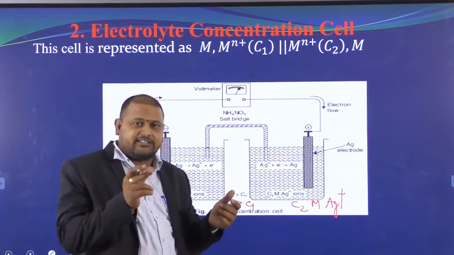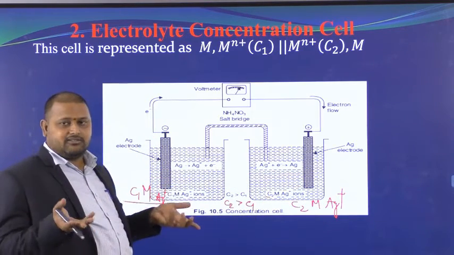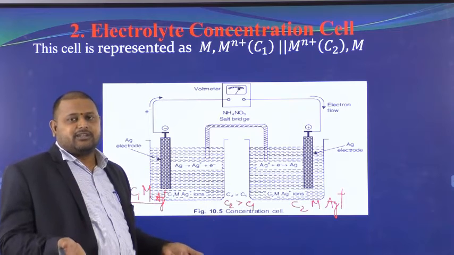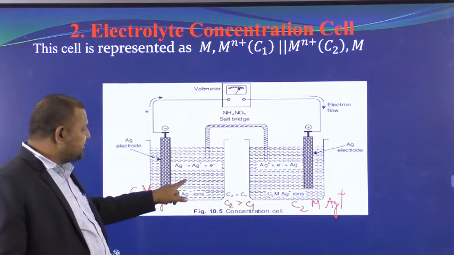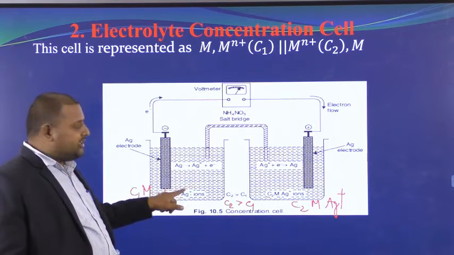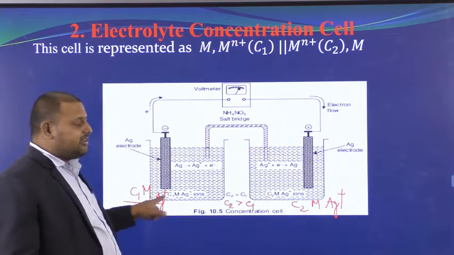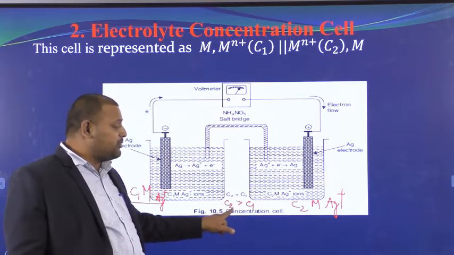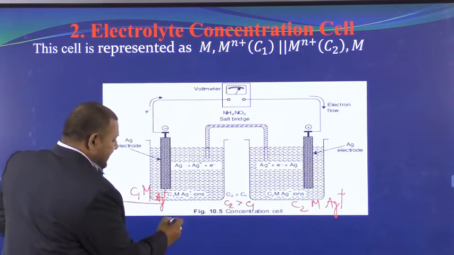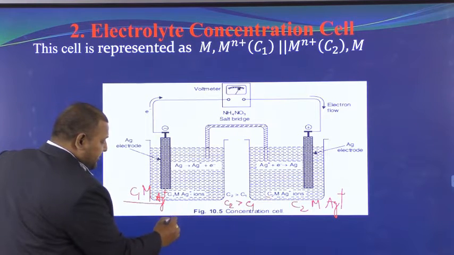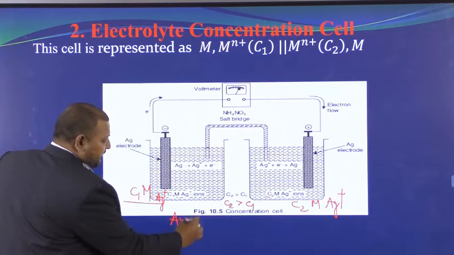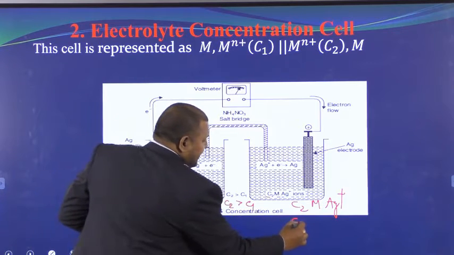Can I change the concentration of the silver rod? No, the silver rod always contains silver atoms. Now what am I changing? I am changing the solution here. I put the concentration as C1, here it is C2, and C2 greater than C1 means this left hand side is always the anode. You should remember this point. This is anode and this is cathode.